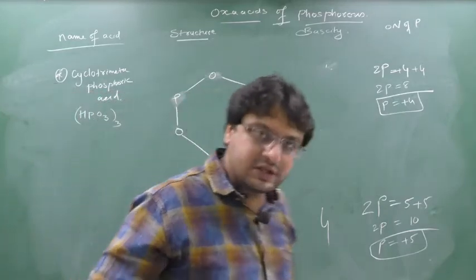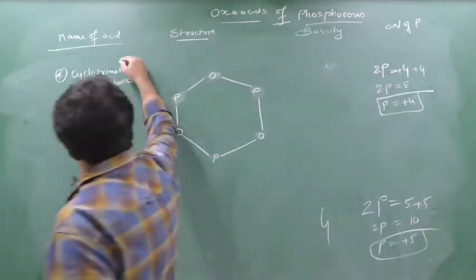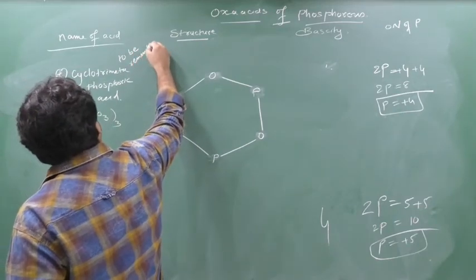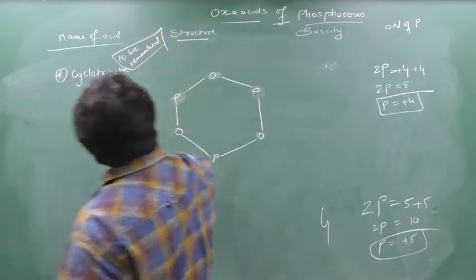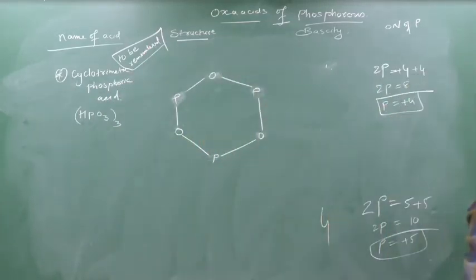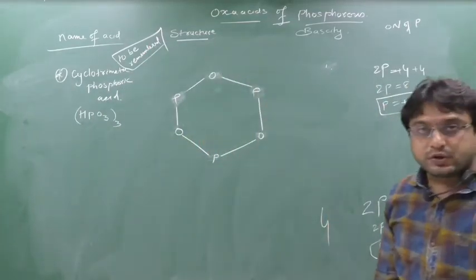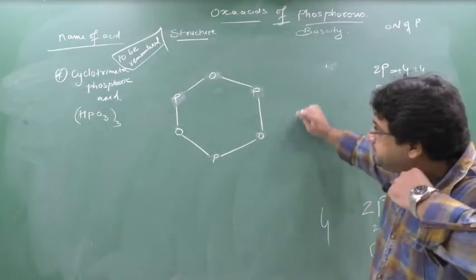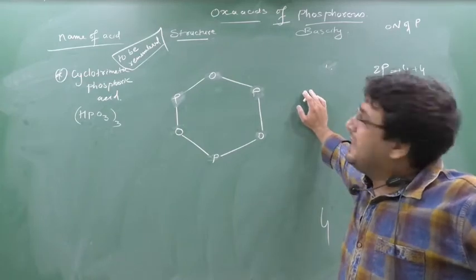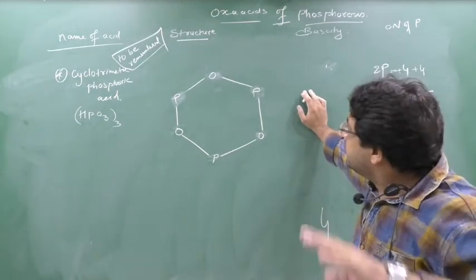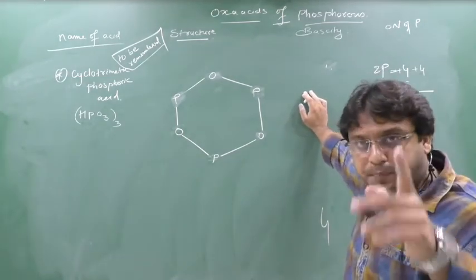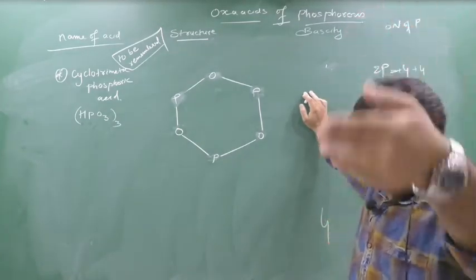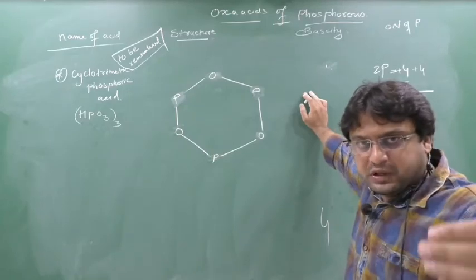Understanding? Cyclotrimeta. This you have to remember. Anyhow, cyclotrimetaphosphoric acid, HPO3 thrice. This should be remembered. For the structure, first you draw the hexagonal ring, then you rough all the corners, and then you put O and P one after the other. First O, then P, then O, then P, then O, then P.